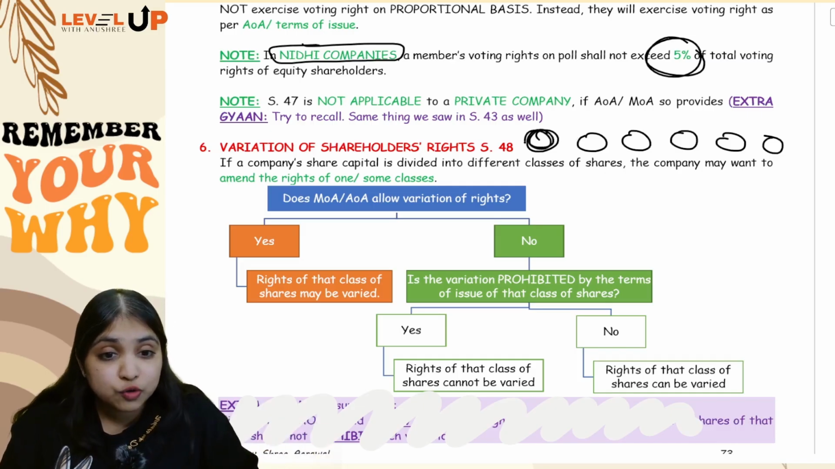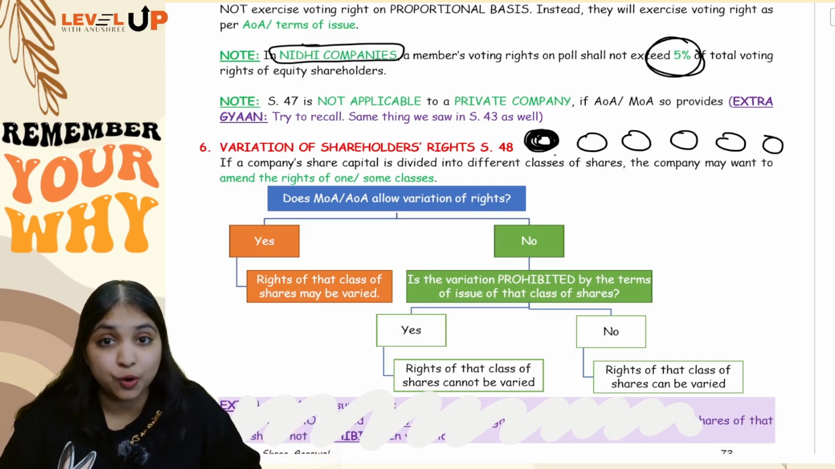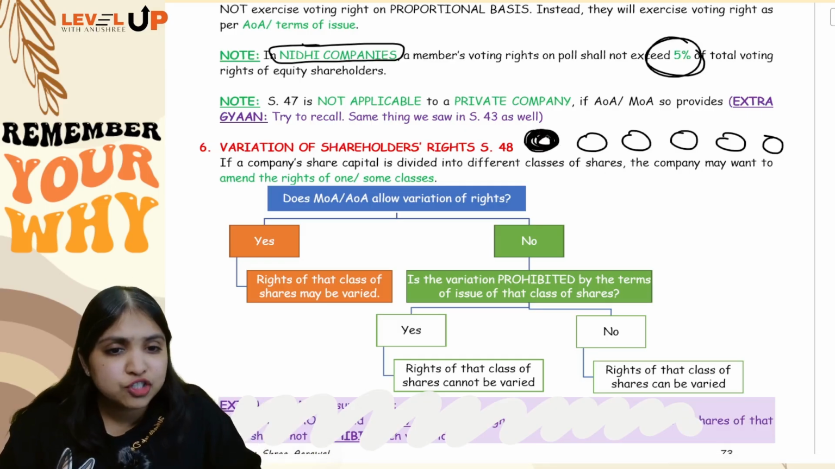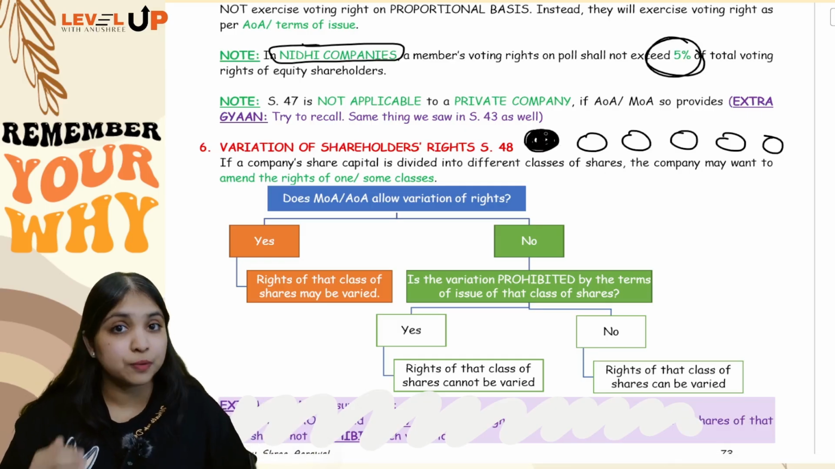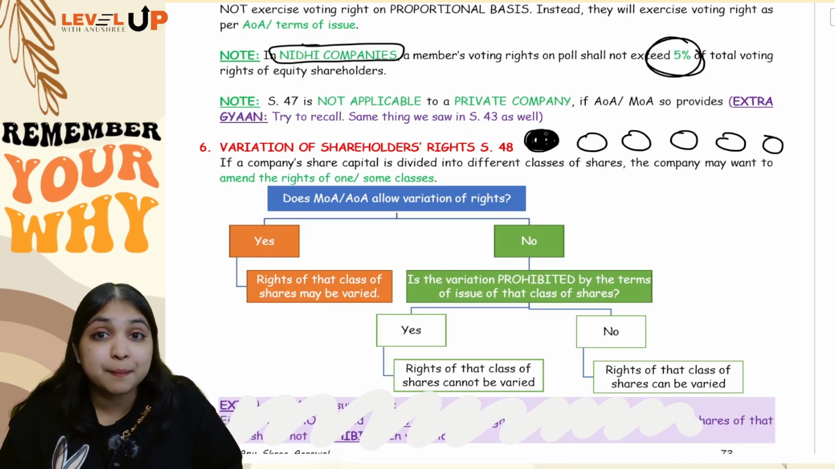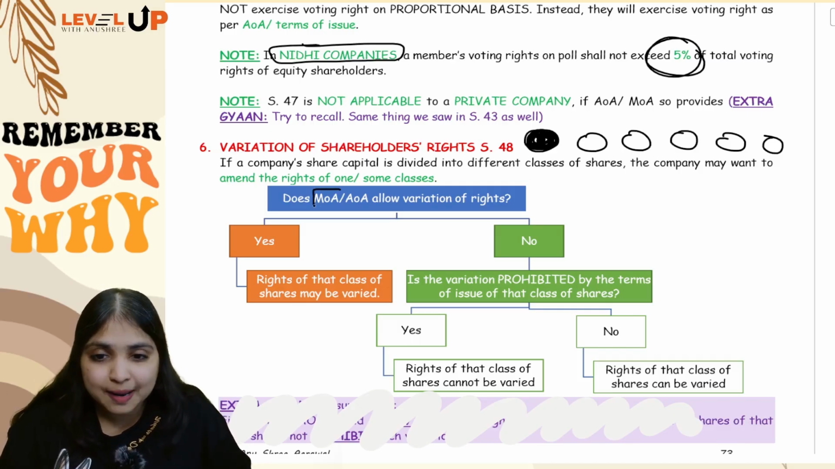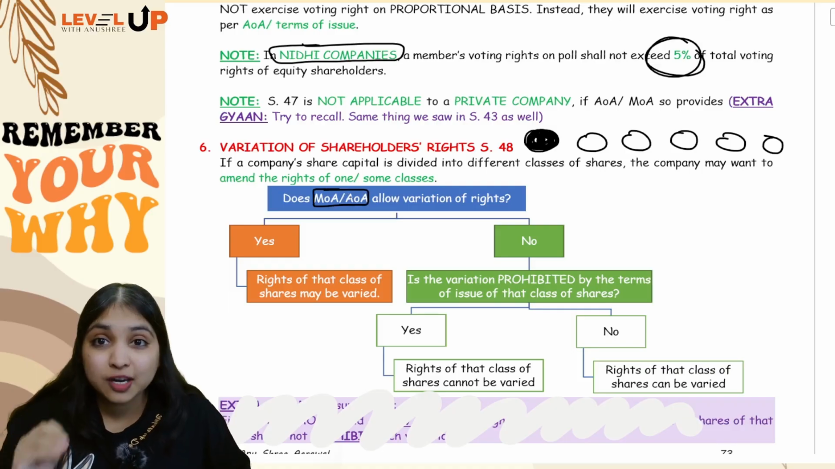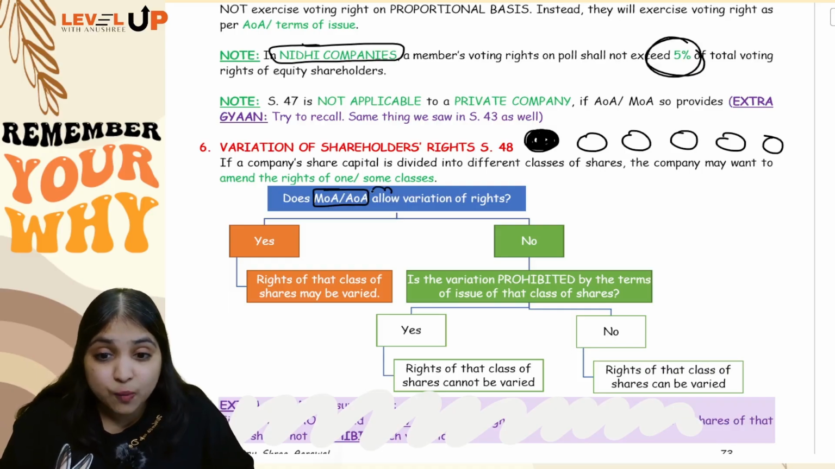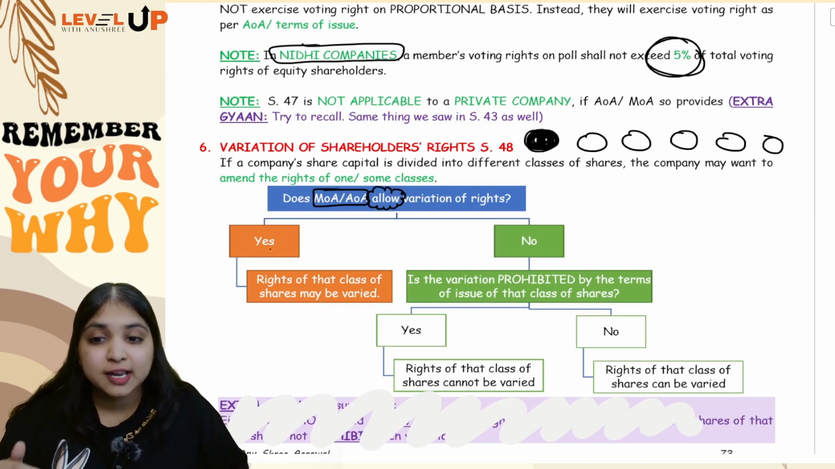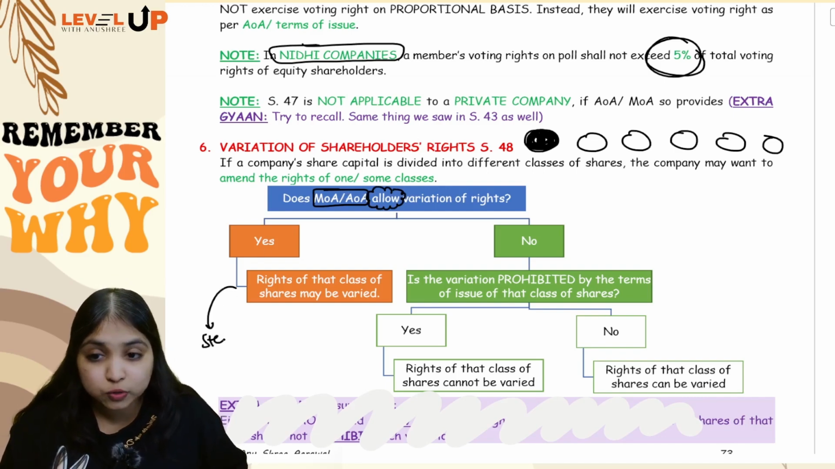The company wants to vary the rights of one particular class alone. What does the company want to do? Company wants to change the rights of one particular class alone. So first of all, we'll have to check that does the company have the right to vary or not. And where will we check that, guys? First, we will look at MOA and AOA. Try to recall your keywords. We will check does MOA, AOA allow variation or not? If it allows variation, you can straight away go to step 2, guys.